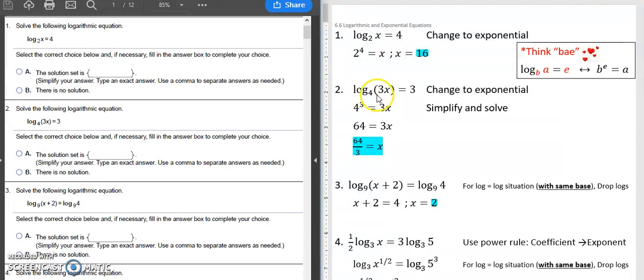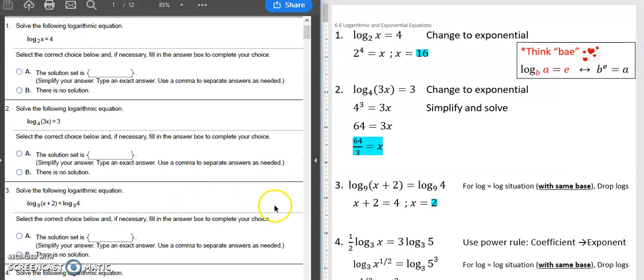Now, for number 2, we're solving another equation. We'll change this to exponential. We'll have 4 raised to the 3rd power equals 3 times x. 4 to the 3rd power is 64. You divide by 3 on both sides, you end up with 64 over 3 equals x.